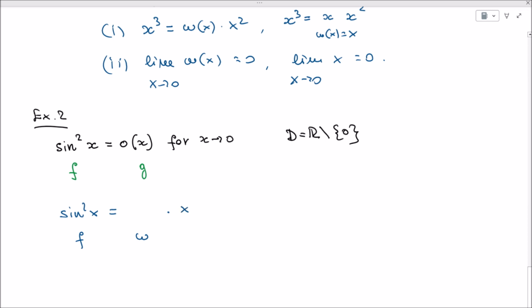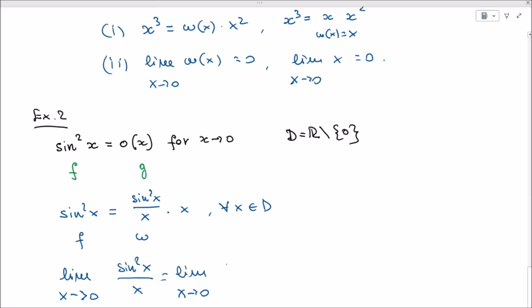But clearly, by just dividing and multiplying by x, we see that this function is sine square of x divided by x. Okay, so we have this function which is defined for all x that belongs to D. So the next condition that we need to check is that the limit as x goes to 0 of sine square of x divided by x is equal to 0. But this is easy to check because the limit as x goes to 0 of this can be written as sine of x divided by x times sine of x, and we see that this tends to 1, this tends to 0, so yes, this limit is indeed 0.